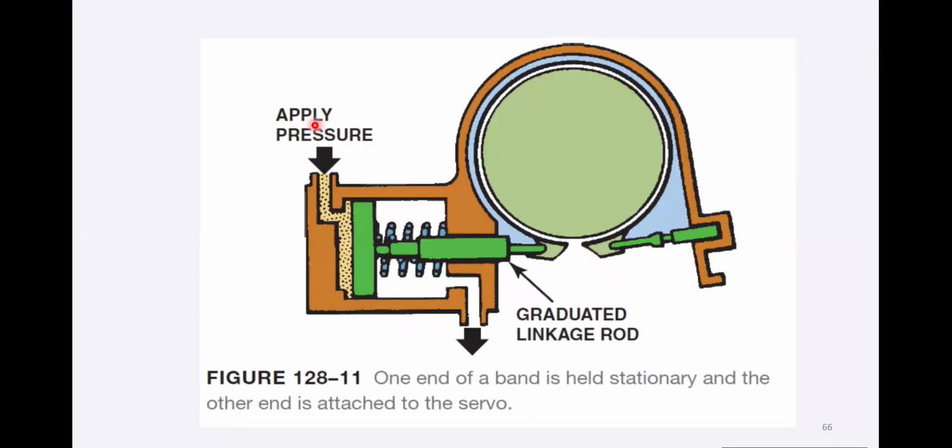Now this servo pressure is coming here. It is moving the spring, which is linked with the graduated link rod, and here the band is attached to it. One end of the band is held stationary and the other end is attached to the servo. So this is like this.